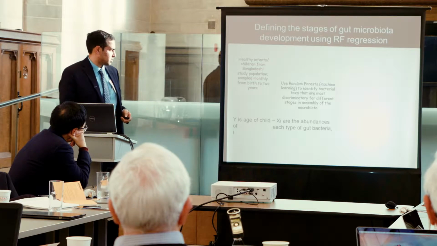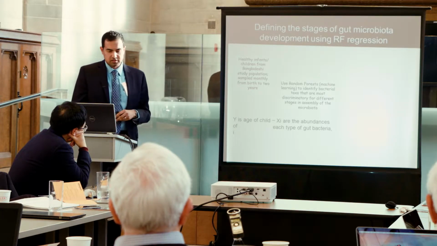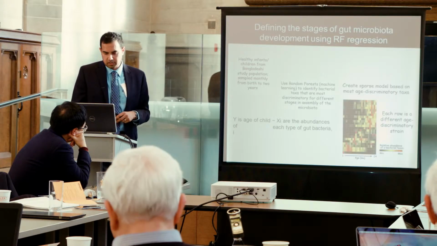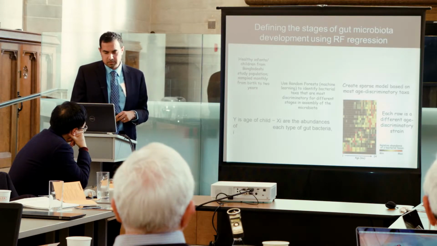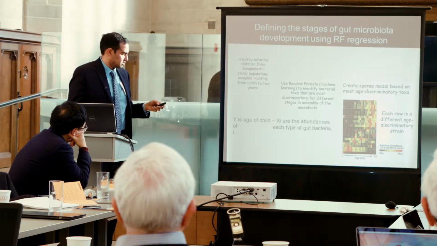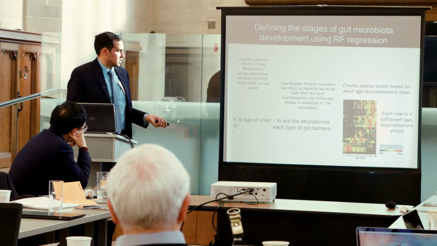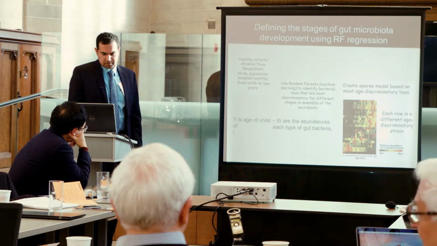So we took these healthy infants and we applied this method to just perform a simple regression where y is the age of the child in a known training set, and we took the relative abundances of each type of OTU that we sequenced. And the result of that is we created a sparse model, a signature per se, where over here this is a heat map of the abundances of different bacteria, and we can create a signature of what looks like a temporal progression.